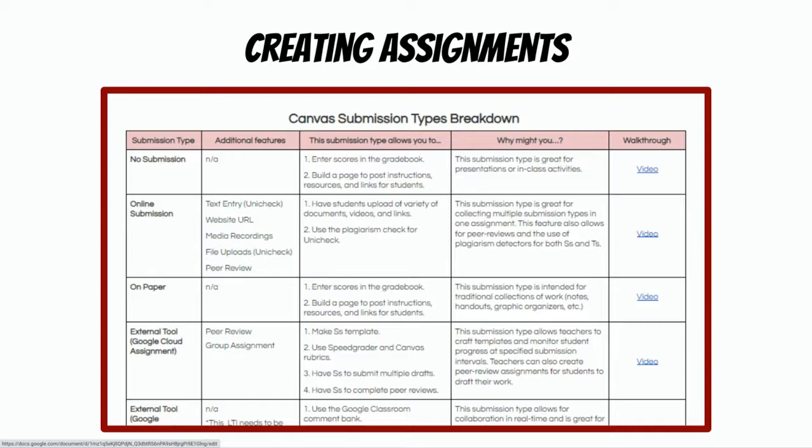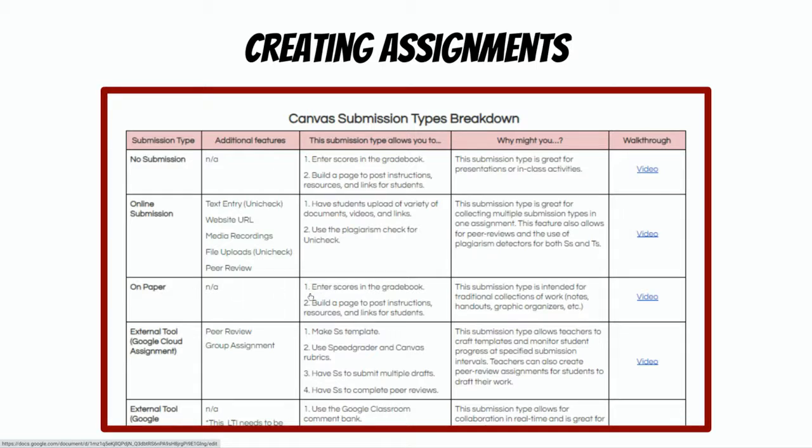Canvas needs to have every assignment that you ever give to students, whether it's on paper or not. So as a math teacher, I give a lot of worksheets. So even if I'm giving students a worksheet for them to hand in to me, if it's going to be graded, I need to make sure that I code that as an on-paper assignment. Students will complete that worksheet, hand it back to me on paper, and I will grade it in Canvas.